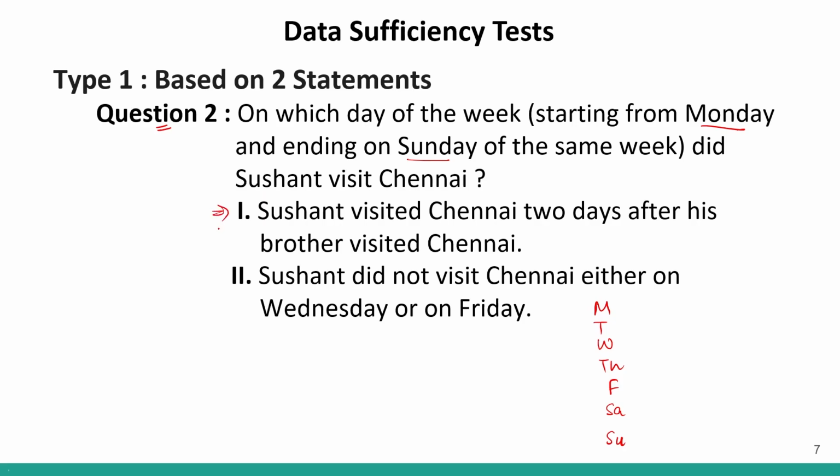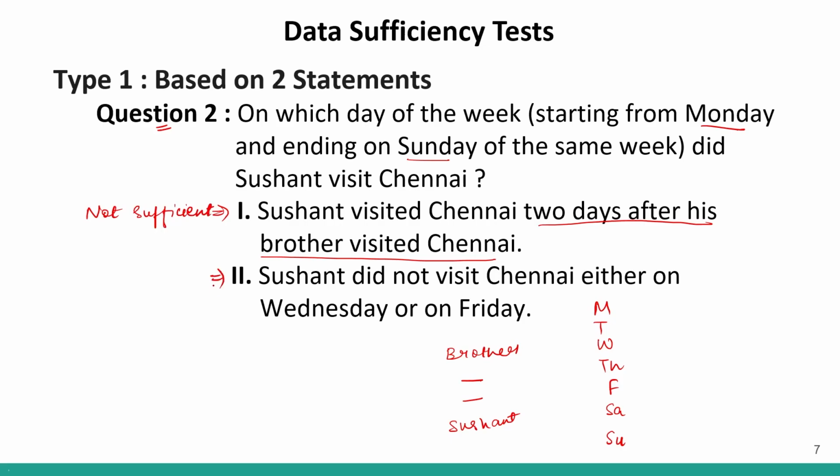According to statement 1, Sushant visited Chennai 2 days after his brother visited Chennai. So we just know a relationship: if the brother goes on a day, Sushant will visit after 2 days. This is the only relationship that is established. Can it answer on which day Sushant visited Chennai? No. So this data is not sufficient on its own.